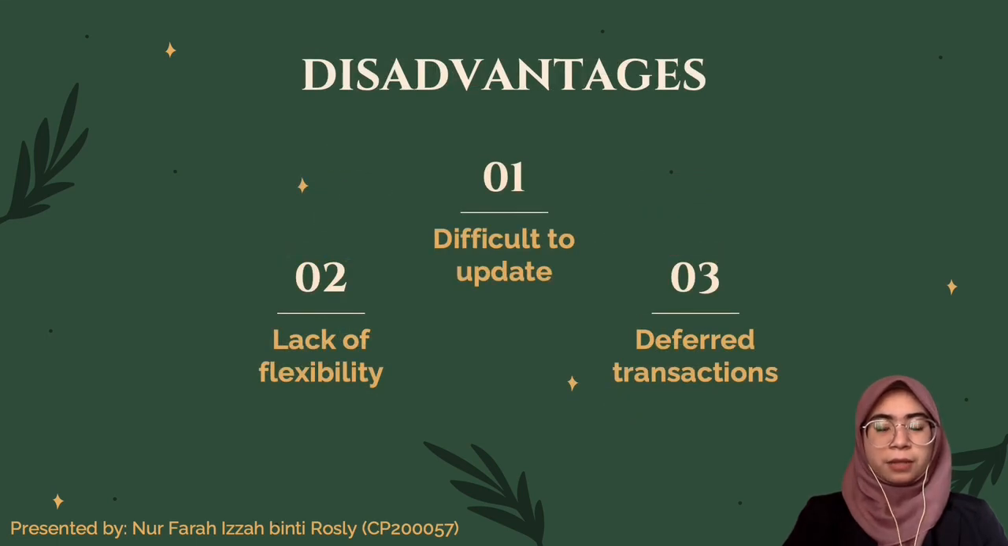Disadvantages. First is difficult to update. Smart legal contracts are difficult to update. Modifying a smart legal contract procedure is practically impossible because every programming error can be time-consuming and expensive to rectify.